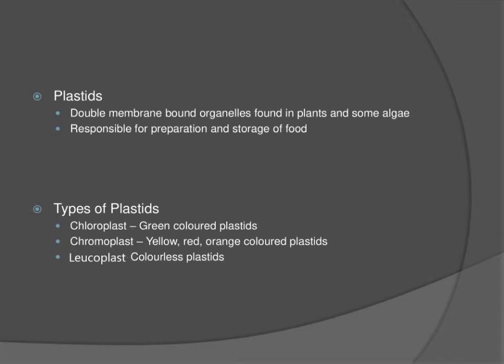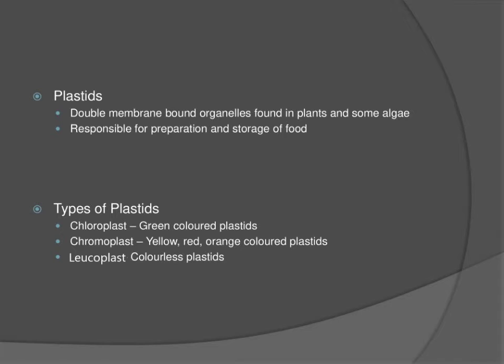Today we are going to see about plastids. Plastids are double membrane bound organelles found in plants and some algae. These plastids are responsible for preparation of food that is required for growth of plants and storage of food. They are organelles and they have double membrane, and these are found in plants and some algae.